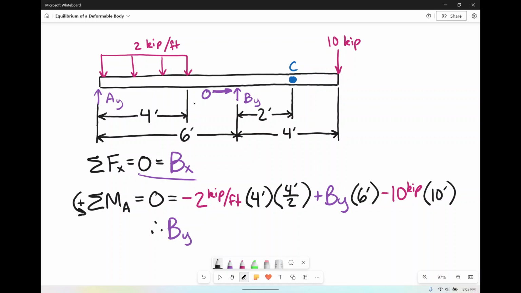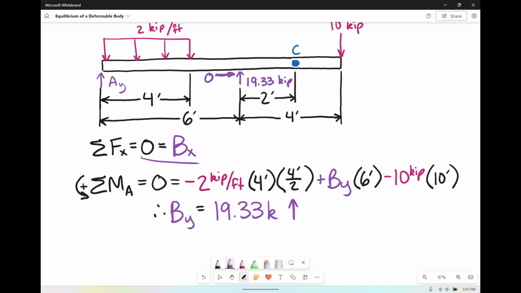You can go and solve for that, and you're going to get BY is 19.33 kips. And because it is positive, it does mean that the way we drew our arrow is correct, so it is actually going to be up. Because again, it was a positive answer, so that means that we drew it in the right direction. So I'm going to come back over here, erase BY and just write in that this is 19.33 kips. Kind of keeping everything updated there.